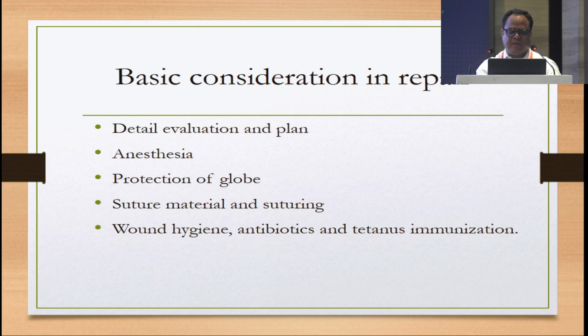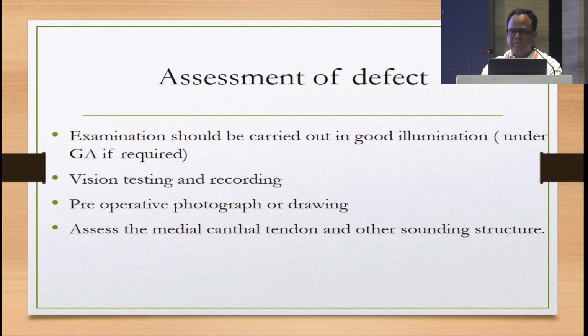I want to be quick, as Grover sir is waiting for his talk. So: detailed evaluation, plan, anesthesia, protection of the globe. This is very, very important during the time of reconstruction. We should protect it, because sometimes there may be injury. Infection may also be one of the causes, and sometimes those eyes are already compromised. So there should not be any postoperative or iatrogenic infection. Those we can take care of.